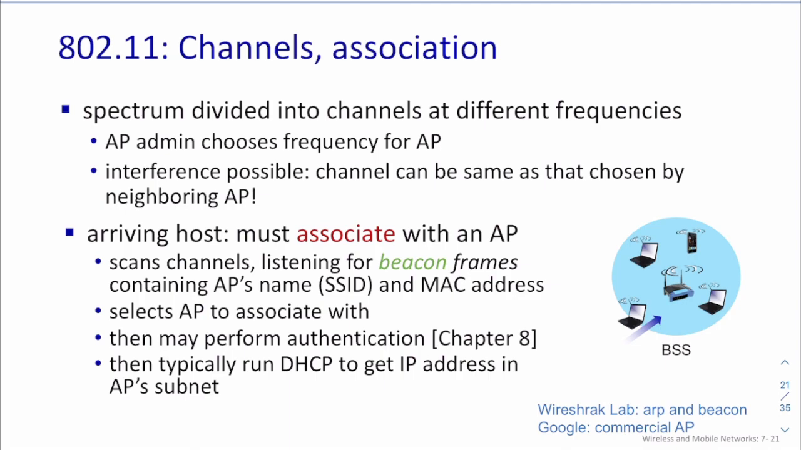Okay, so next bullet. An arriving host must associate with an AP in infrastructure mode. It is the necessary thing you have to do. You have to associate with the access point. So basically, the mobile device needs to scan all the channels. For example, it has to scan all 11 channels at 2.4 gigahertz, right? So they scan the channels and listen for beacons.